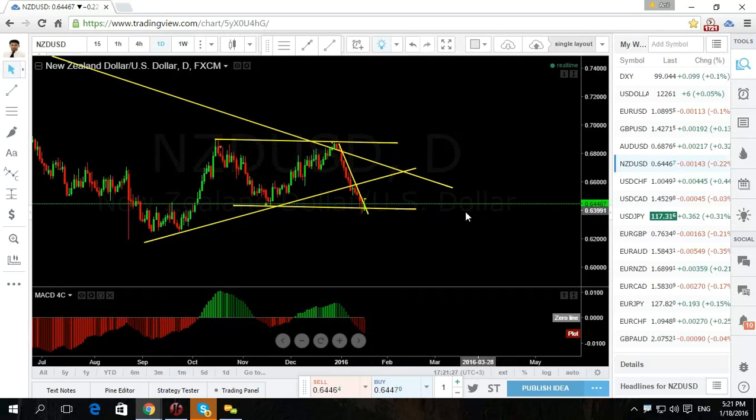Basically, it's not that simple, because you may be looking at an impulse, correction, impulse on a lower time frame, and on the higher time frame, that is just simply one impulse, right?